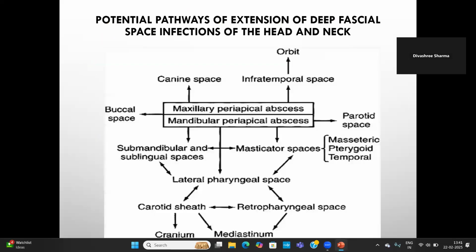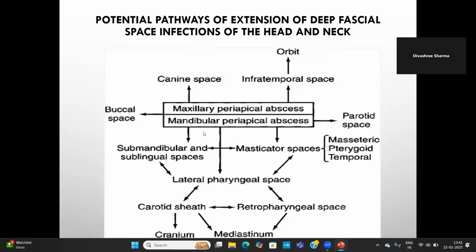Fine. Now, coming on to the potential pathways of extension of deep fascial space infections of the head and neck. As we have been discussing throughout this lecture, maxillary periapical abscesses can lead to involvement of the buccal space, the canine space, the infraorbital space, and the infection can spread until the orbit.